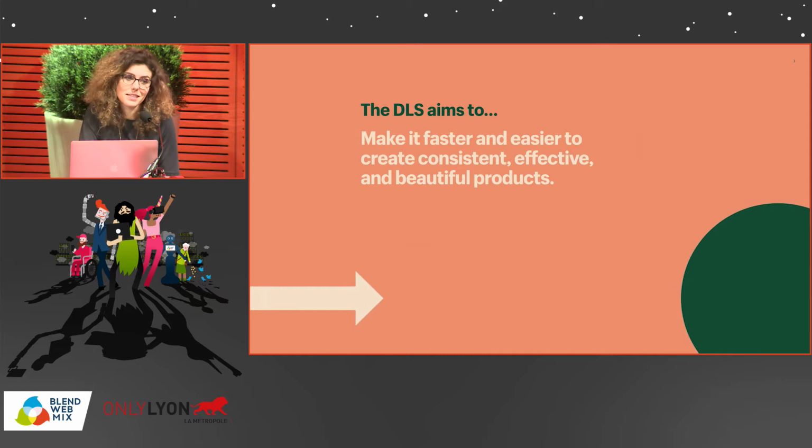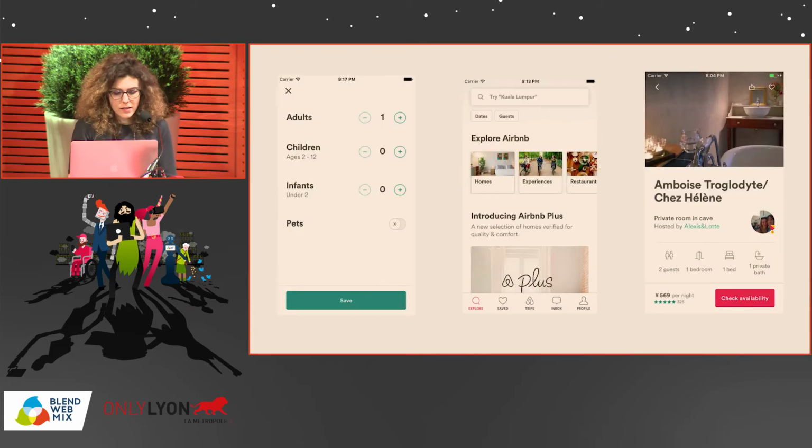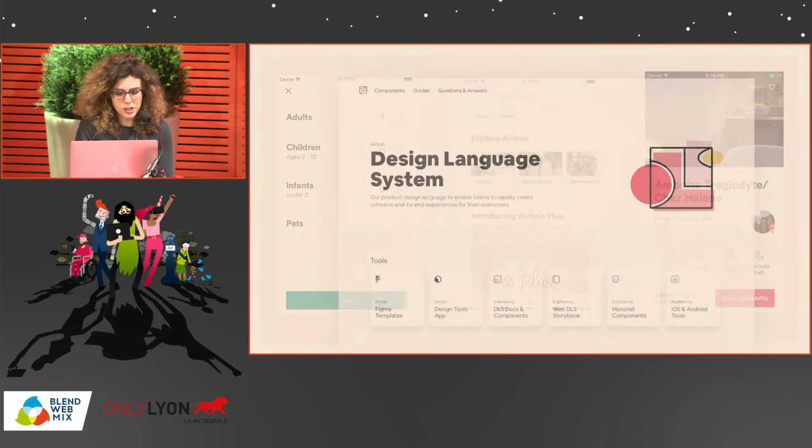So when I started at Airbnb, their system that I shared in the beginning was already in existence, and the goal was to make it faster and easier to make consistent, effective, and beautiful products, which sounds great. The team who first created the language redesigned the products, and out of that, they created the system. But trying to actually build both at the same time came with a lot of unexpected challenges.